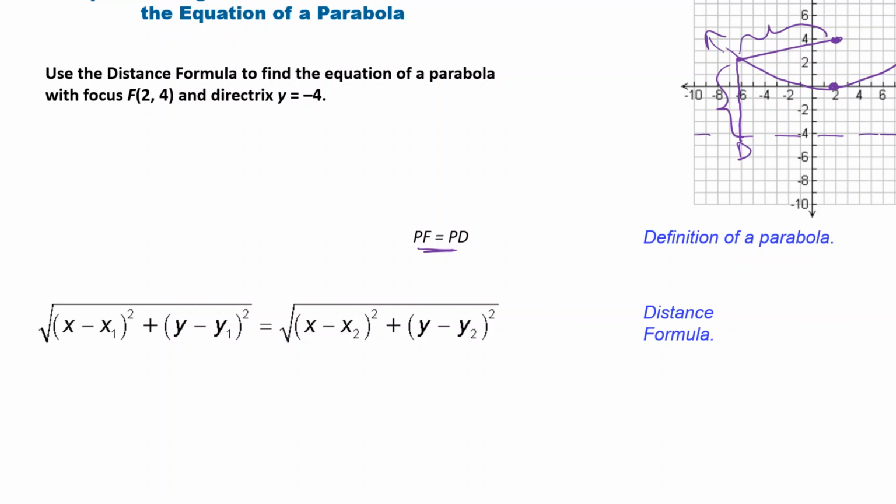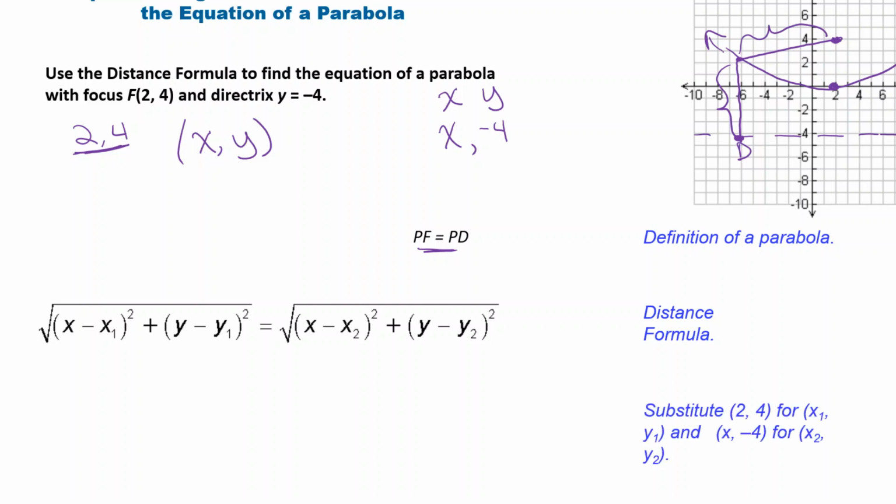Let's talk about what we have here. We know our focus is (2, 4). And my point out here, I don't know what that point is, so I'm just going to call that point (x, y). I do know that I have a point at (2, 4). Now let's talk about this other point, D, down here. I don't know what the x is, so I'm just going to call that x, but I do know my y is -4. So again I'm going to use P as (x, y), and for my D, (x, -4).